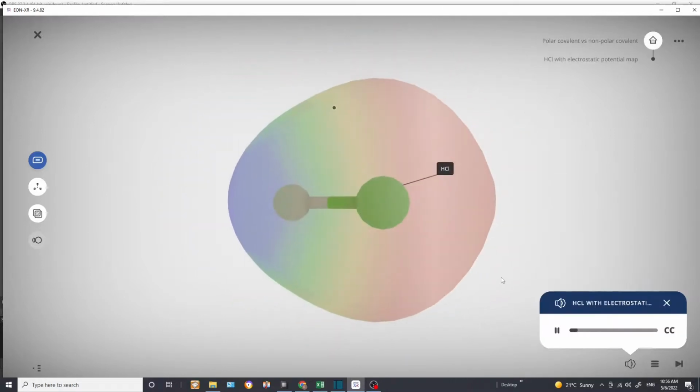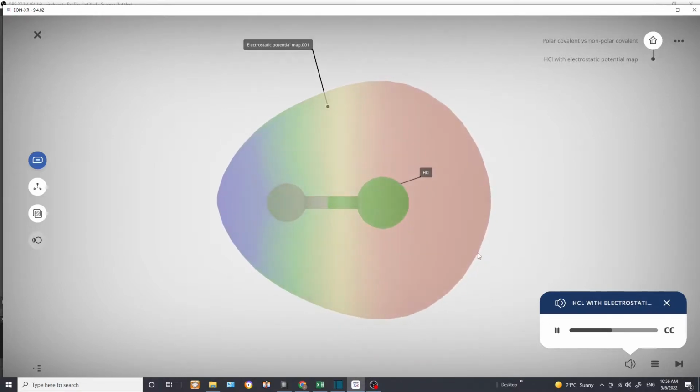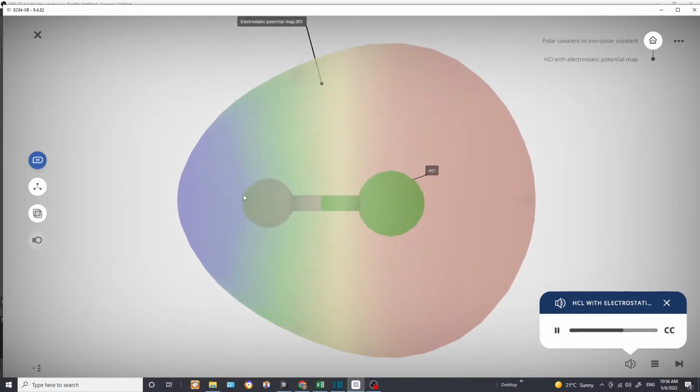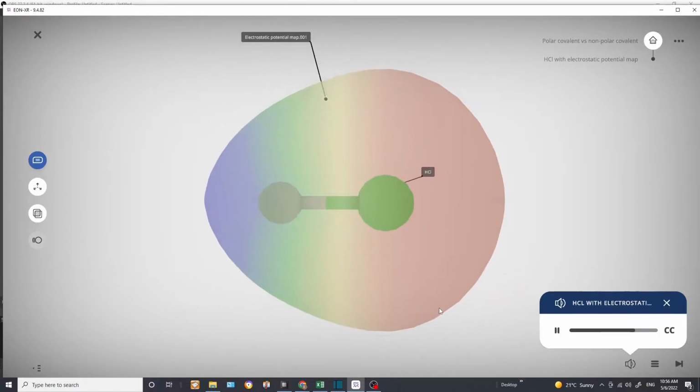A covalent bond is forming between the hydrogen and chlorine since the electrons are shared between the two atoms. The electronegativity of the chlorine is much higher than the hydrogen, therefore the sharing of the electrons in the bond is not equal. This non-equal sharing of electrons gives rise to a polar covalent bond.